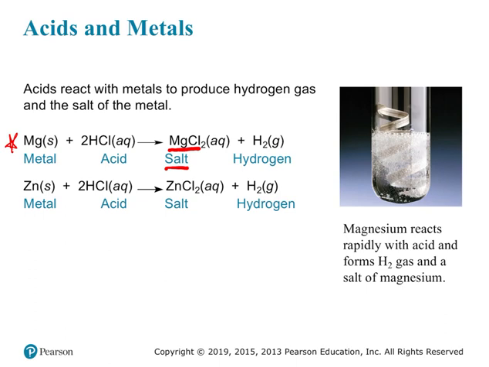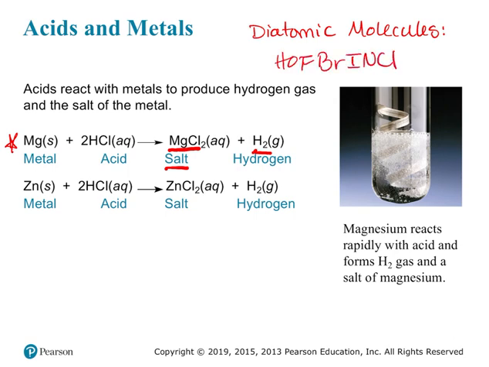All right, and then we have hydrogen gas. And remember, hydrogen is one of our diatomic molecules. So it has to be H2. It's in a pair. And remember the acronym Hofbrinkel. So that can help you remember which of the elements are diatomic. So we have hydrogen, oxygen, fluorine, bromine, iodine, nitrogen, chlorine.